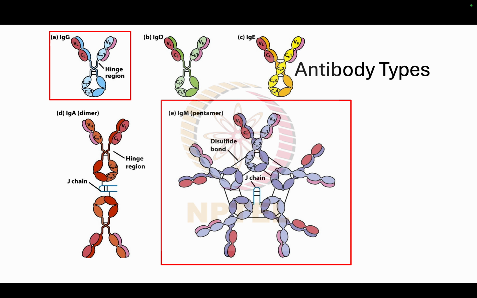And IgM is pentavalent. Pentavalent means you can see five epitopes, like five binding motifs, and there also one J chain is present, and those five monomers are linked by disulfide bonds.